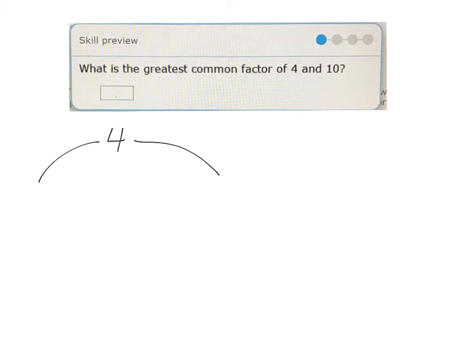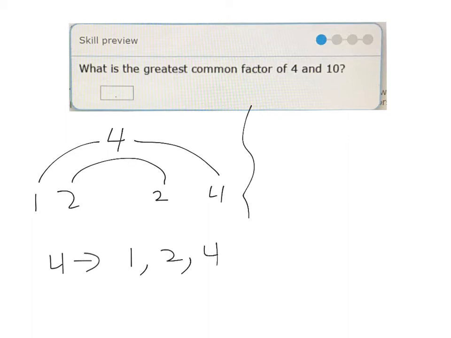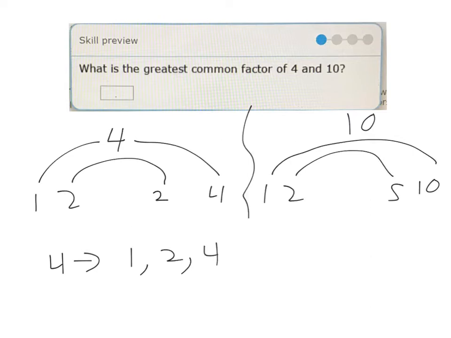So factors of 4, always I start with 1 and 4, 2 and itself. So really we just have, for factors of 4, our factors are 1, 2, and 4. Now we'll do it for 10. Our factors of 10, 1 and 10, 2 and 5, 3 doesn't go into 10, can't take 4 evenly out of 10, and that brings us already to 5. So our factors for 10 are 1, 2, 5, and 10.